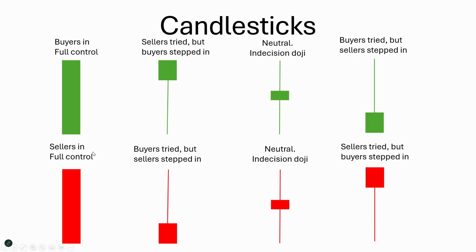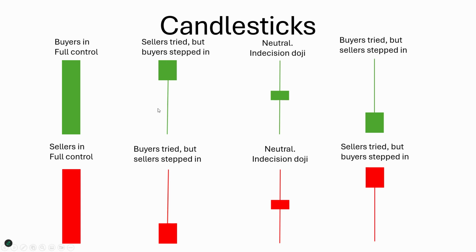Now let's look at the different types of candles in terms of strength. So this first one, the buyers are in full control. The price started over here, and buyers stepped in aggressively and pushed it all the way to the top with no shadows, no wicks. This is the most bullish candle you can see.